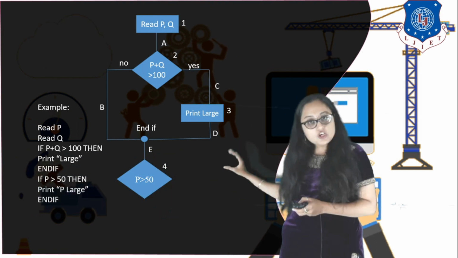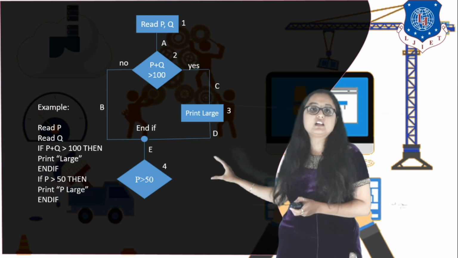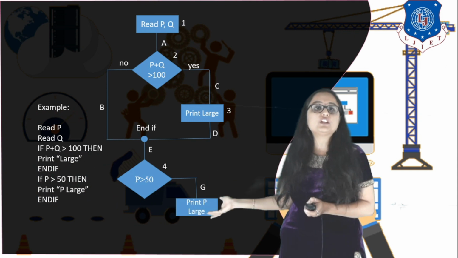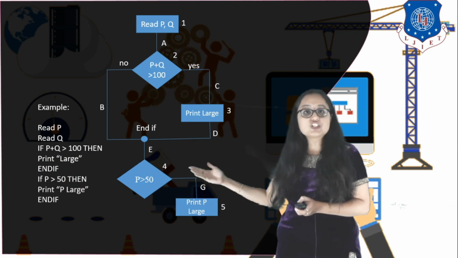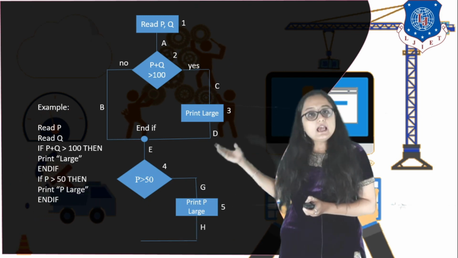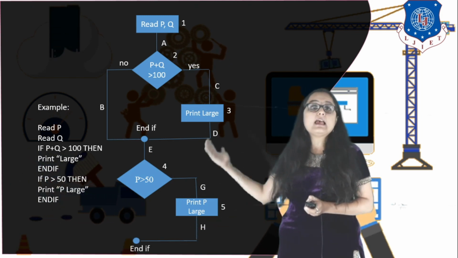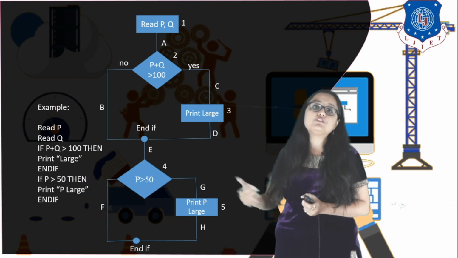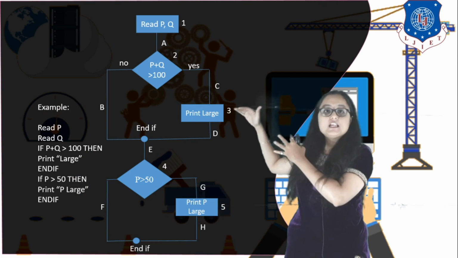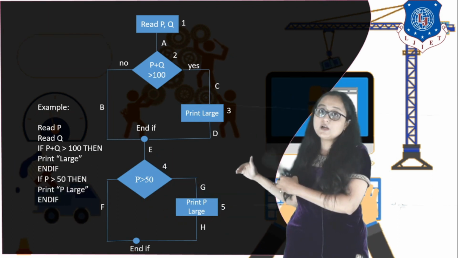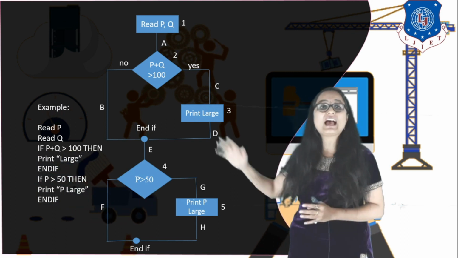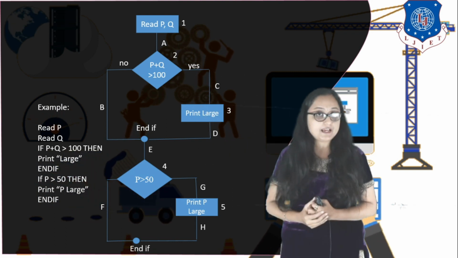Right, so we also have a decision in which we have written P is greater than 50. If it is greater than 50, what is happening? Yes, if the condition is true, we are printing P is large, and we are ending the if. And if the condition is false, we have no statement to be executed. So we have statements only for the true condition, and we don't have any statements for the false condition, but we have to write all the parts, right?